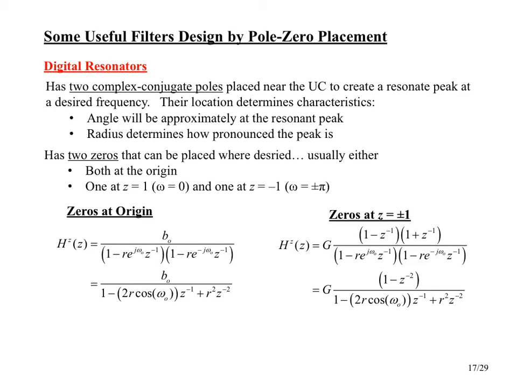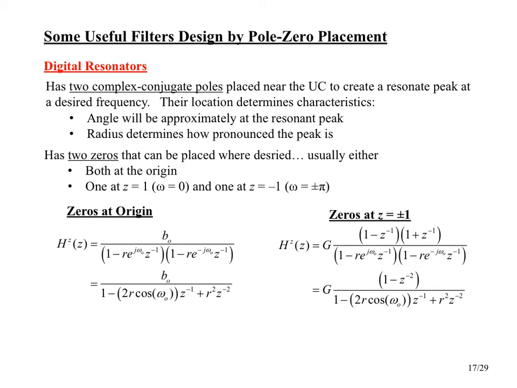So we're going to create a resonant peak, one at positive frequency, one at the negative of that particular frequency. And we'll see that the angle of the pole, and these are ideas that you should know from earlier studies, but the angle of the pole position will control the frequency at which we see the resonant peak, and the radius of the pole position will determine how pronounced that peak is, how sharp.